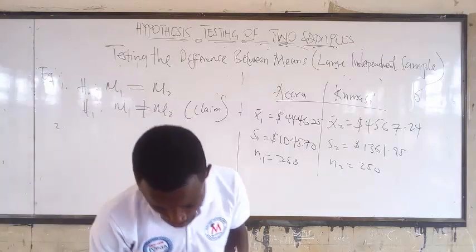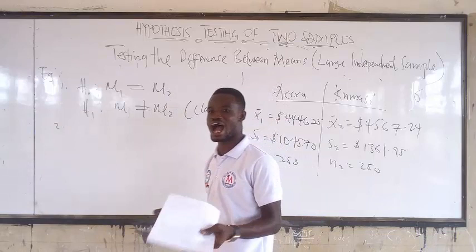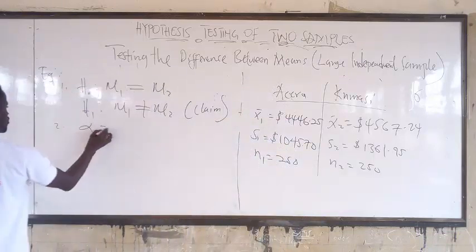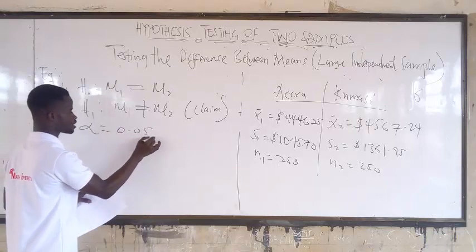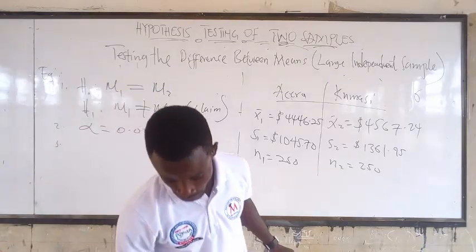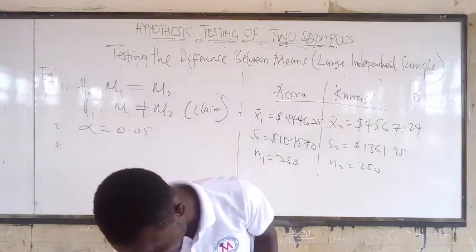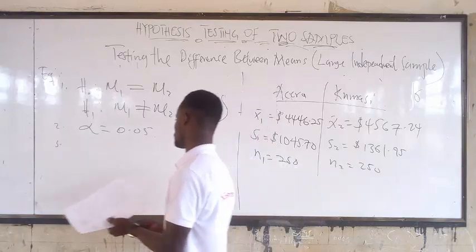The second step says that we have to identify our alpha. And the alpha was given to us in the question to be 0.05. It's very important to identify your alpha. Alright. The third one, to determine the critical value. So we have to determine the critical value, no problem.